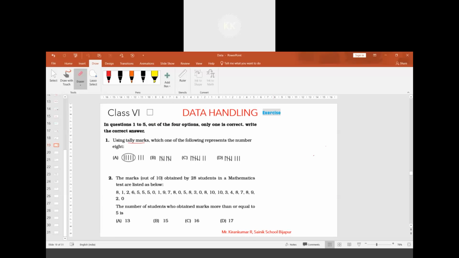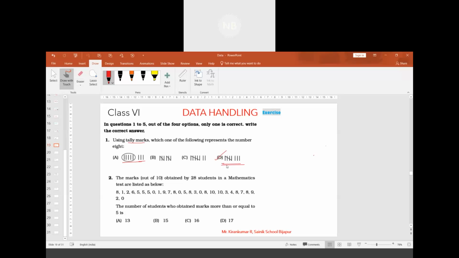Coming to question 1, using tally marks, which one of the following represents 8? 8 means the combination of 5 and 3. Option D, sir. If you observe, there is 1, 2, 3, 4, 5, and then 3 more. Actually, the fifth line has to be crossed. Yes, option D is the correct answer.